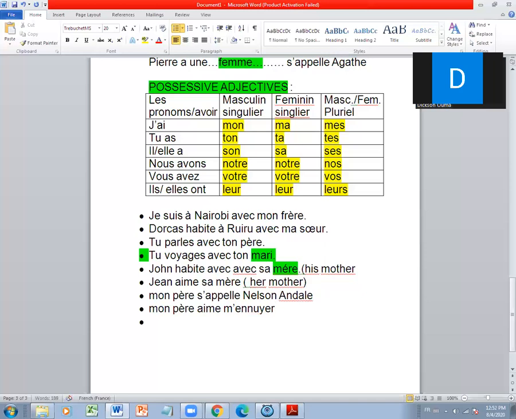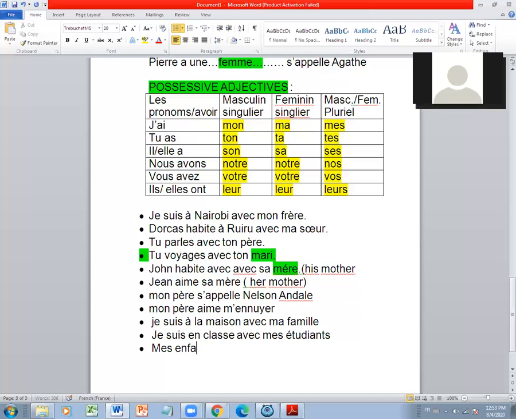Okay. So, for example, for me, I can say, je suis à la maison avec ma famille. You see that? La famille. I'm at home with my family. I can say, for example, je suis en classe avec mes étudiants. I am in class with my students. I can say, mes enfants. I hope you're getting that statement.